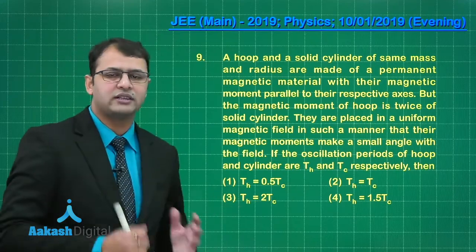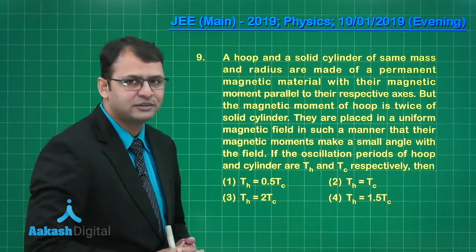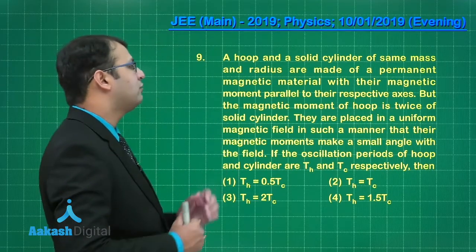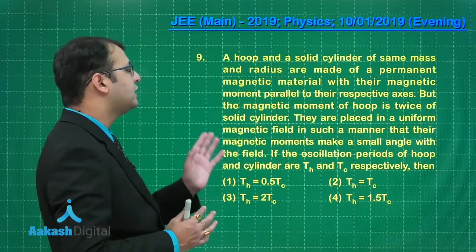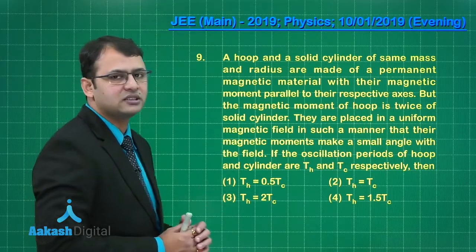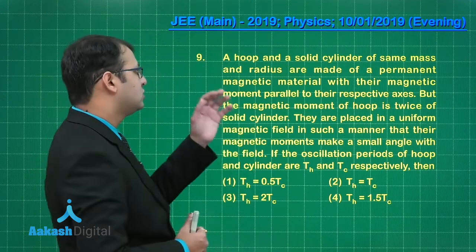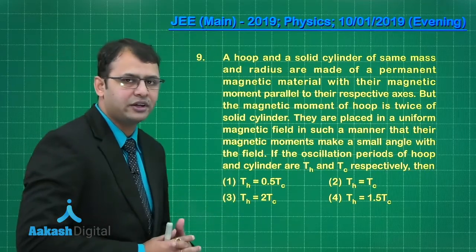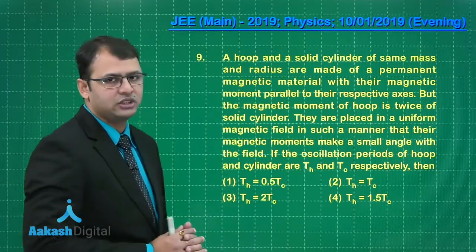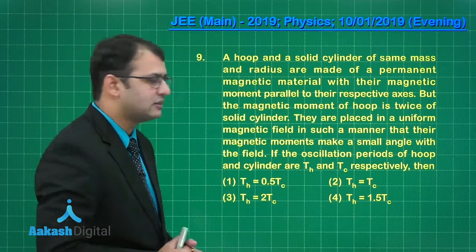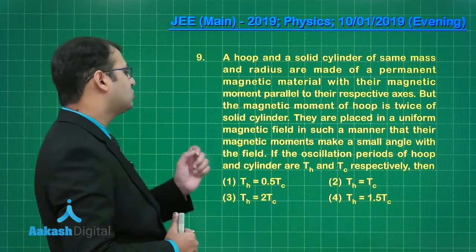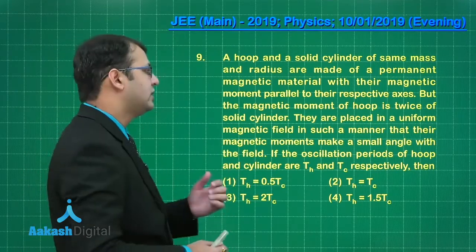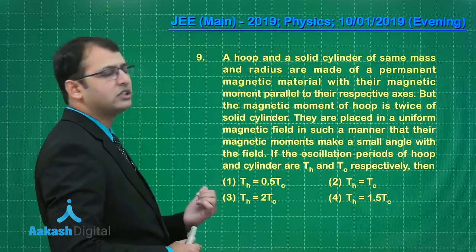So this question belongs to mechanics and along with the applications of electromagnetism. So a hoop and solid cylinder of same mass and radius are made of a permanent magnetic material with their magnetic moment parallel to their respective axes. Hoop means there's a circular loop. So there was a circular loop and a solid cylinder which were having same mass and same radii, and they were magnetic in nature and their magnetic moments were parallel to their axes. But the magnetic moment of the hoop is twice that of the solid cylinder. So the hoop has a strong magnetic moment. It has nearly double the magnetic moment of the solid cylinder, right?